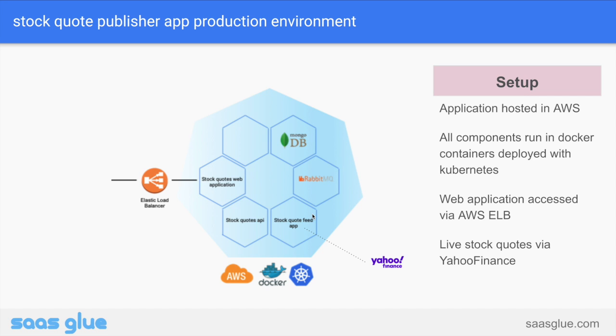This diagram shows the main components of the production system. We have our single-page web application connected to a backend API with Nginx. We have our stock quotes feed Python application, which is getting quotes from Yahoo. We are using RabbitMQ to push new quotes to the browser, and MongoDB to store subscription information. We expose the application publicly with AWS Elastic Load Balancer. The application components are hosted in Docker containers and deployed with Kubernetes hosted in Amazon EKS.